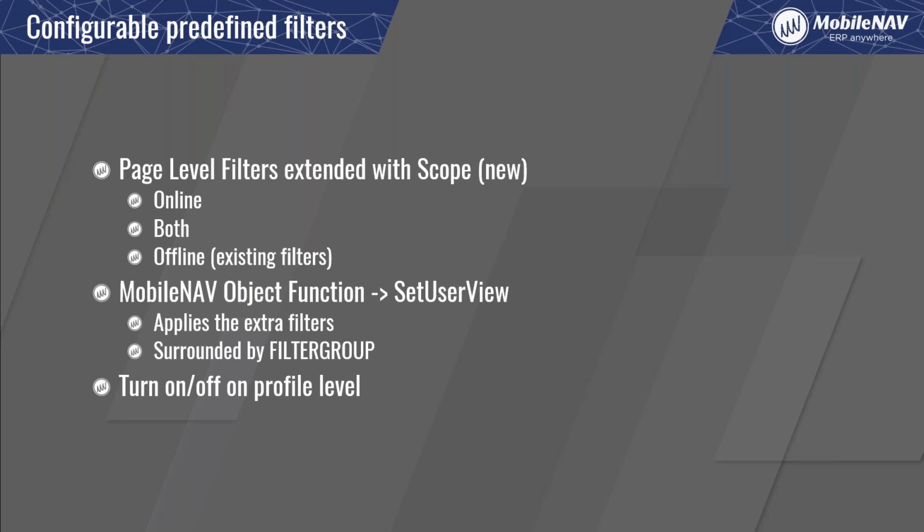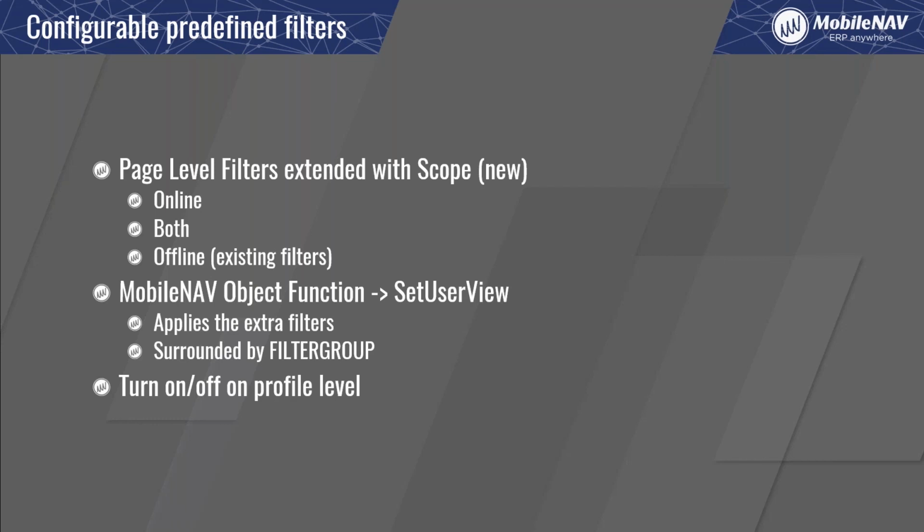And basically the outcome of this is that every page normally has one line as a mandatory line in the on open page trigger, and that is basically invoking a set user view of the MobileNAV object function, and that basically applies the extra filter. Before that, it was only applying the sorting and flow filters. Now it is also responsible for applying the extra filters, and it is also recommended to surround it with a filter group, because sometimes you might not want to have that as a breakable filter. So you need to surround it by a filter group, and that's all.